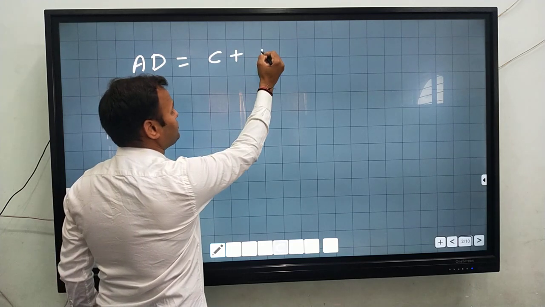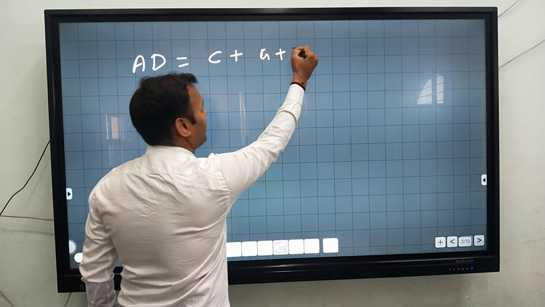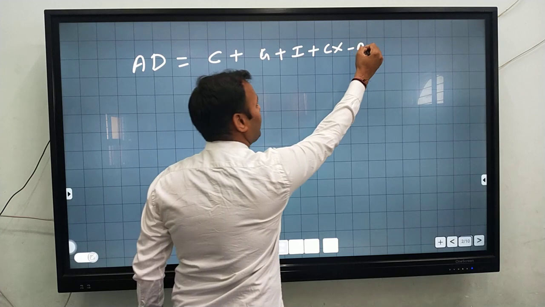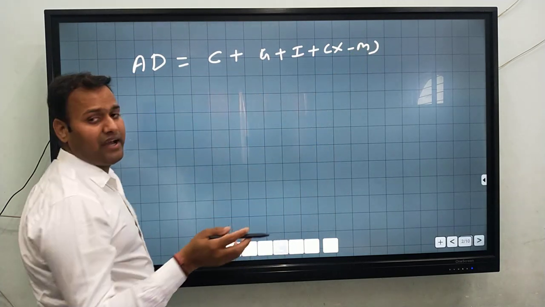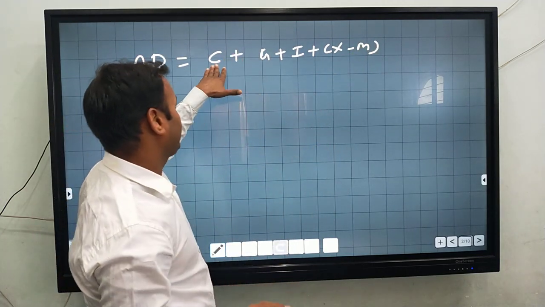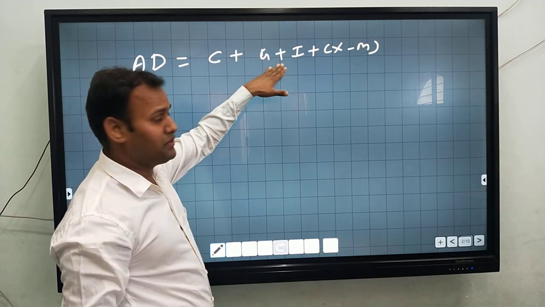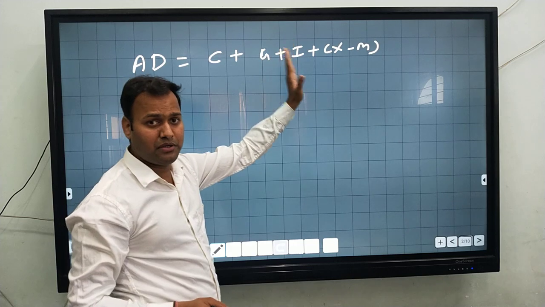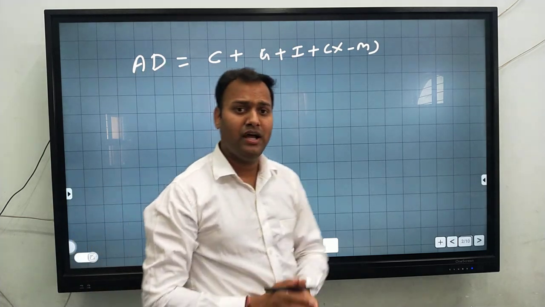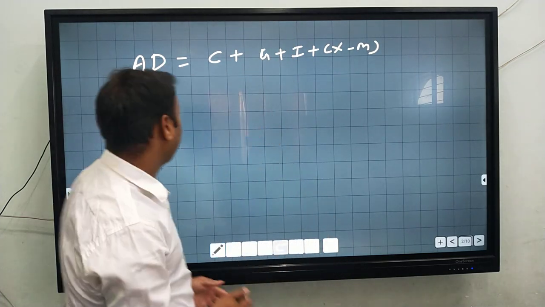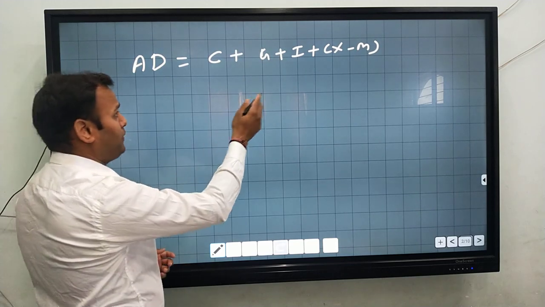plus G plus I plus X minus M. That is the components of aggregate demand. C is the consumption final expenditure, G is the government final consumption expenditure, I is the private investment, and X minus M is net export. This is the formula of the open economy.